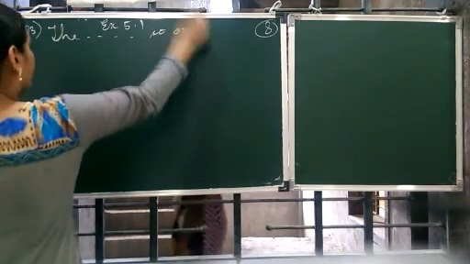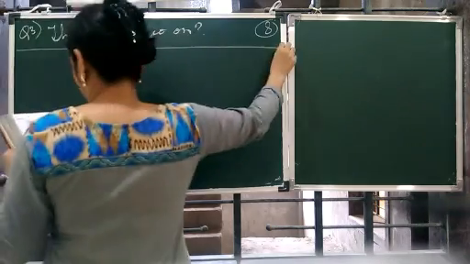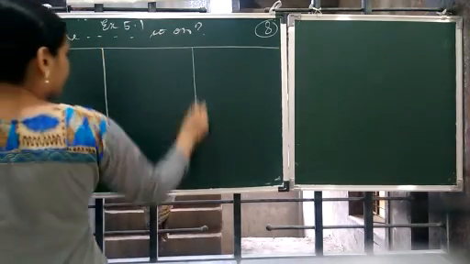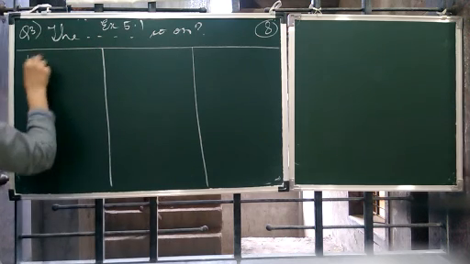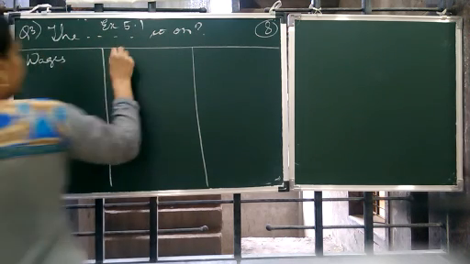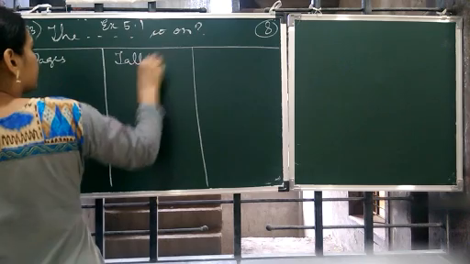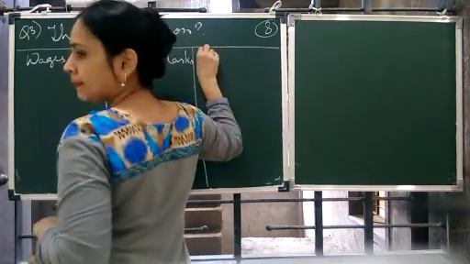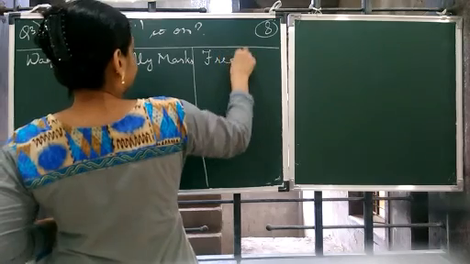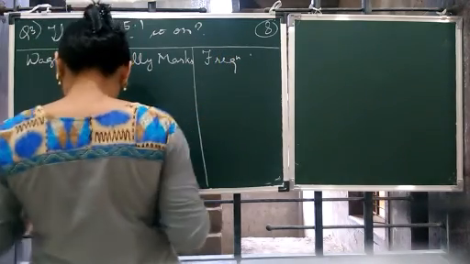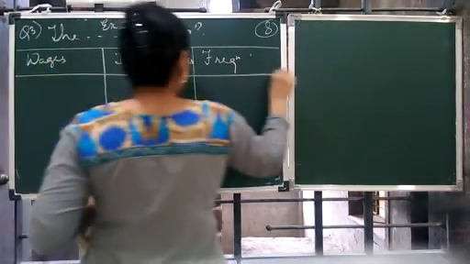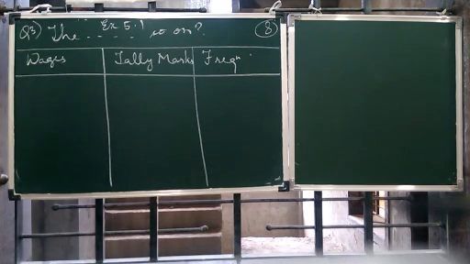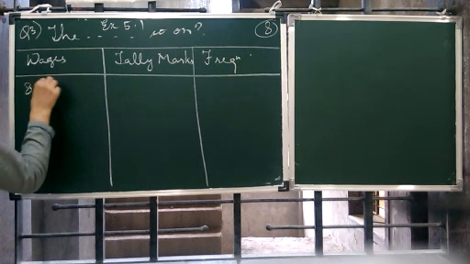So let's make a table. We write your wages, write your tally marks, and we write your frequency table. Frequency is what I have. Then we start. The question already gives the intervals, that is 800 to 810.